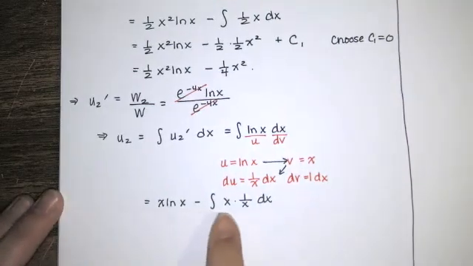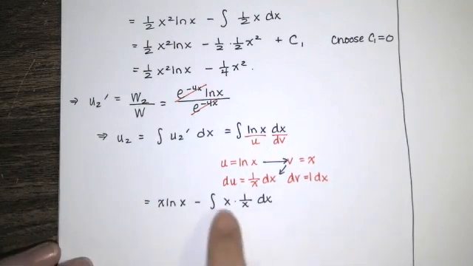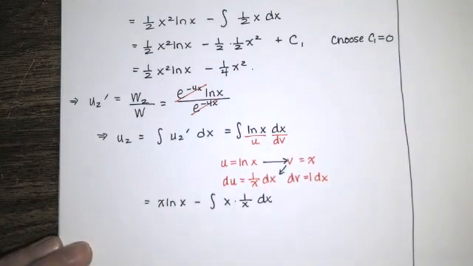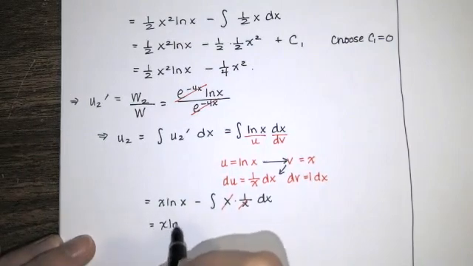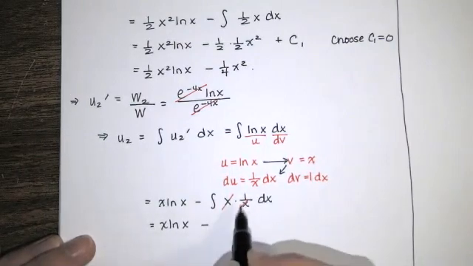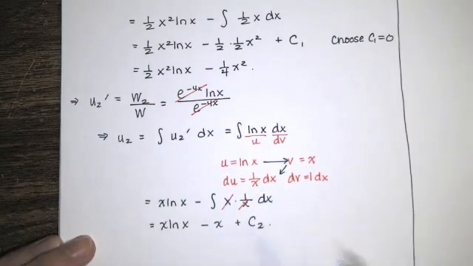Now don't make the mistake of anti-differentiating this and anti-differentiating that and multiplying them. The answer is not 1/2 x squared times natural log of the absolute value of x. You've got to simplify this first. The x's reduce. We're just taking the antiderivative of 1 with respect to x. So we've got x natural log of x minus the antiderivative of 1, which is x, plus a constant.